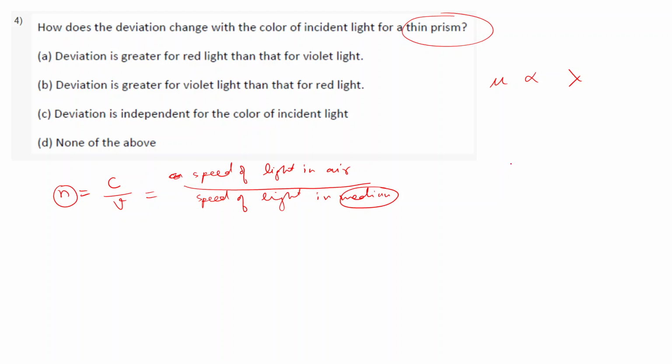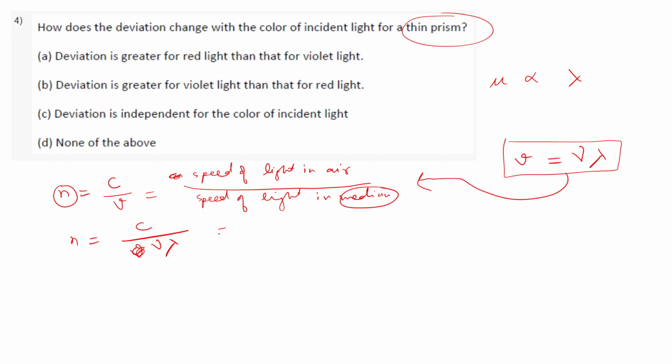Then we know that velocity of any light is given by frequency times its wavelength. Now putting this relation here, refractive index will be c over nu times lambda. Frequency we know does not depend on the medium, it is the property or characteristic of the source. So this won't change. What will change is the wavelength. This lambda is the wavelength in this particular medium, not in air. When we put those things here, we can clearly see refractive index depends on wavelength, something like this.